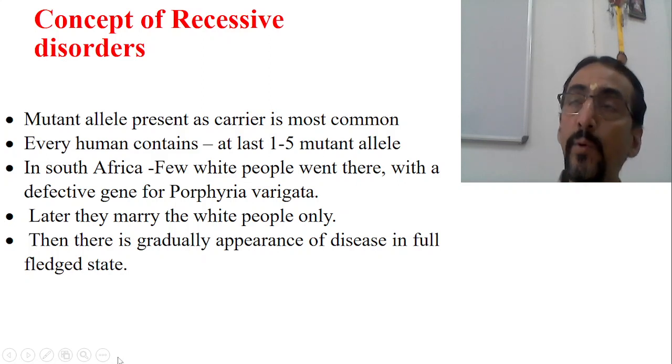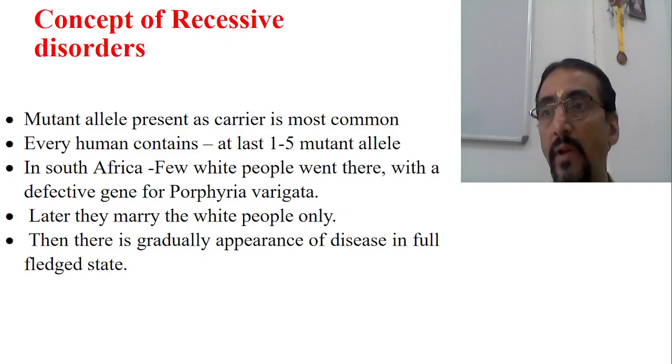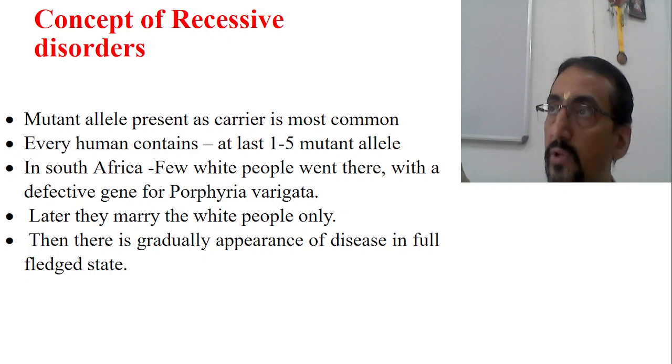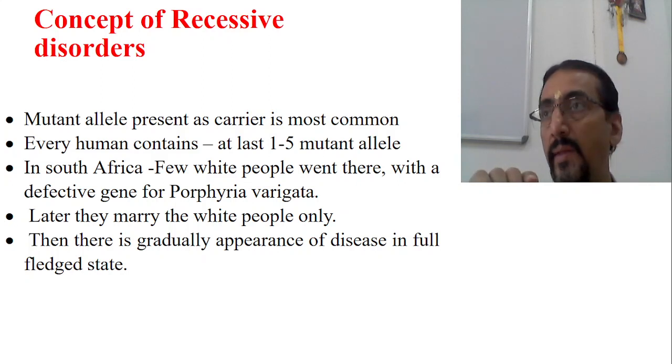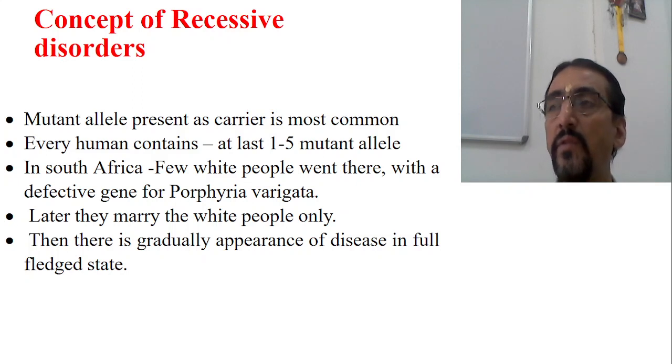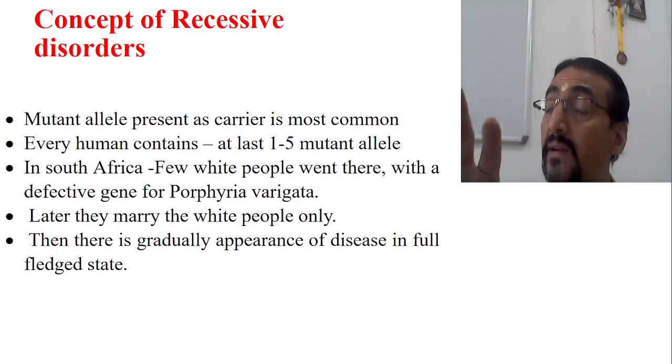Okay, and that group of people who went into South Africa had a defective gene in their genotype allele for the disease Porphyria variegata. So the disease was not manifested because it is a carrier gene. Okay, carrier gene, so the disease was not manifested. Now later they settled in South Africa.